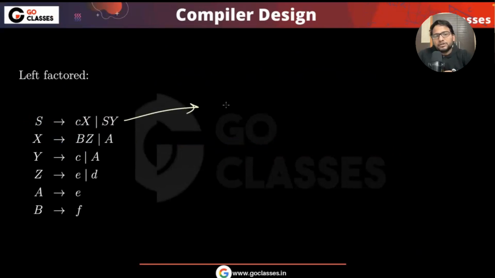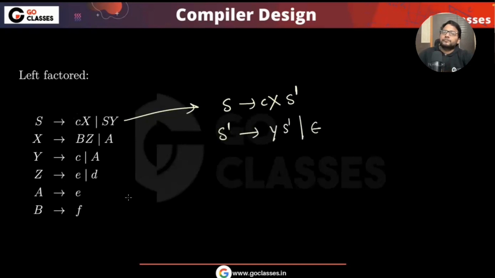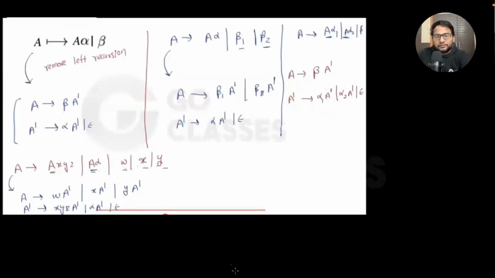So you will convert this. You will say that this is basically saying it will start with CX anyway, right? It will start with CX and then S prime probably, right? So this S prime will go to Y S prime and epsilon. Okay. And all of this is as it is. So let me just check the answer.